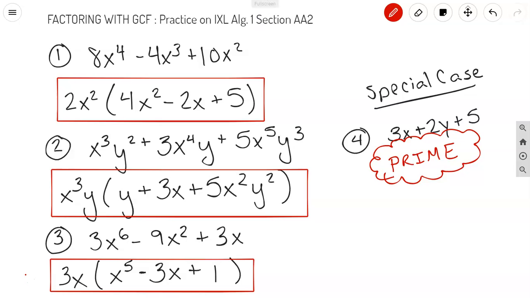Alright, now that we've gone over it, I want you to remember that you need to do the iExcel. Log into your iExcel, and you're going to select Math, Algebra 1, Section AA2. And you should have problems that deal with factoring using the greatest common factor. Alright, good luck.